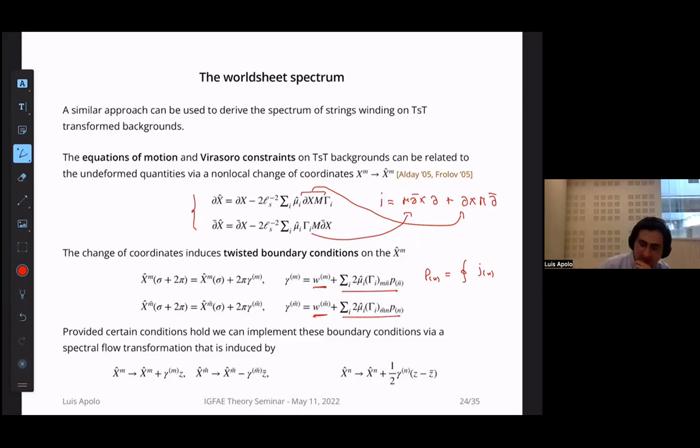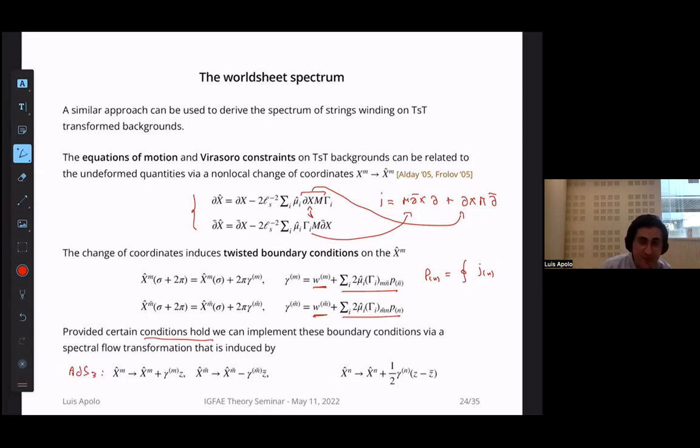Right, and you see that this momentum appears here because in the non-local change of coordinates that are associated to a TsT transformation, the Noether currents are secretly featured here. So provided that certain conditions hold, and these conditions do hold for the AdS3 cross S3 cross T4 pattern we're interested in, you can implement these boundary conditions by a spectral flow transformation that is induced by the following change of coordinates. So for AdS3, we have this change of coordinates.